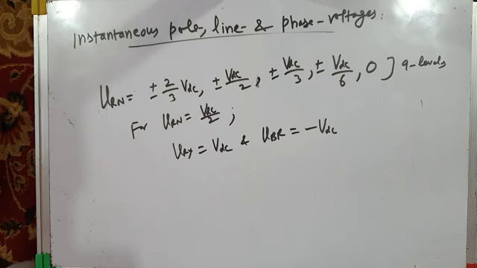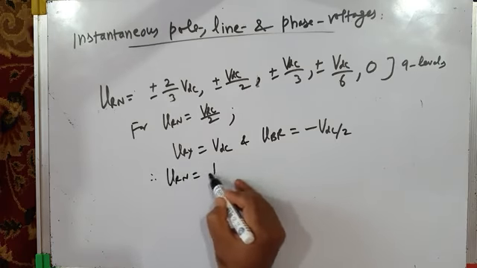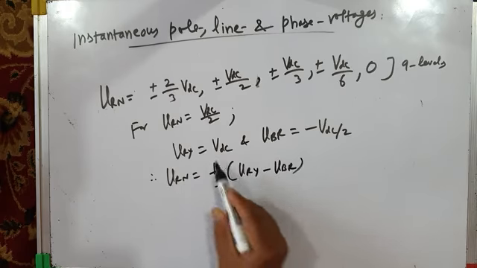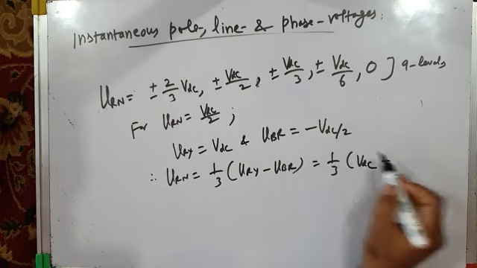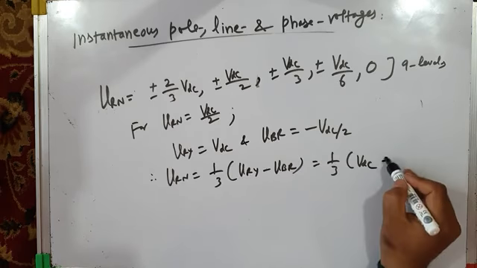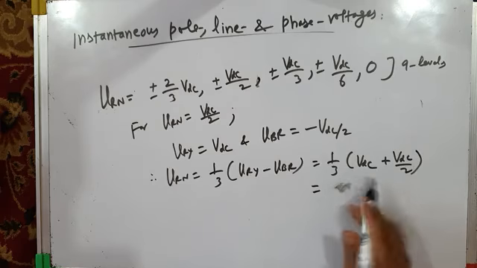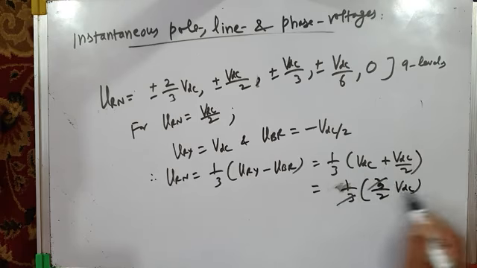We verify it. VRY should be VDC and VYB should be minus VDC by 2. So therefore, what is VRN? VRN by formula is 1 by 3 times VRY minus VBR. Put VRY equal to VDC, so it is 1 by 3 times VDC minus VBR, which is plus minus VDC by 2. So minus into minus is plus VDC by 2. So 2 plus 1 is 3, it is 1 by 3 into 3 by 2 VDC. 3 and 3 go, so it is VDC by 2.